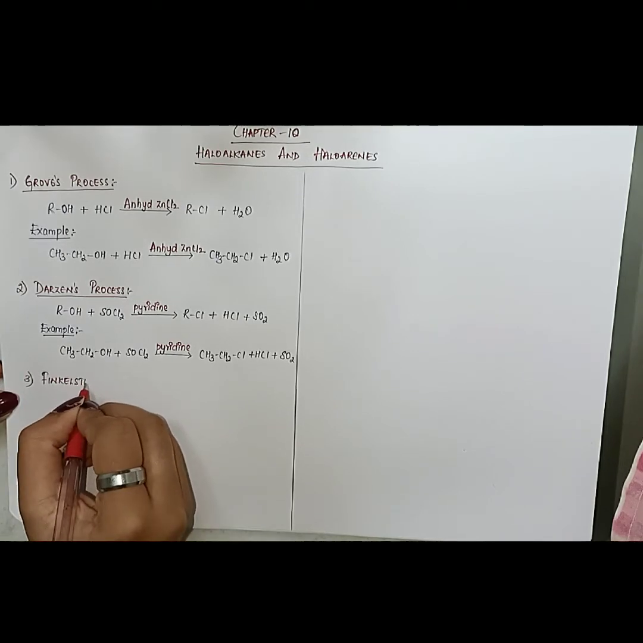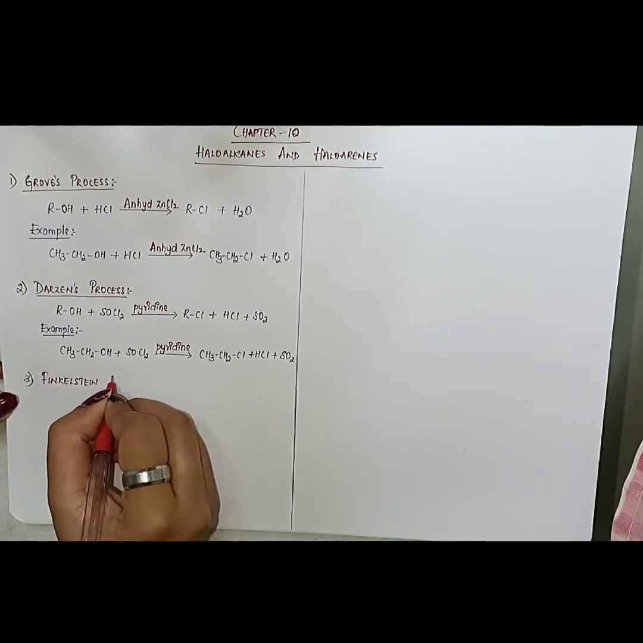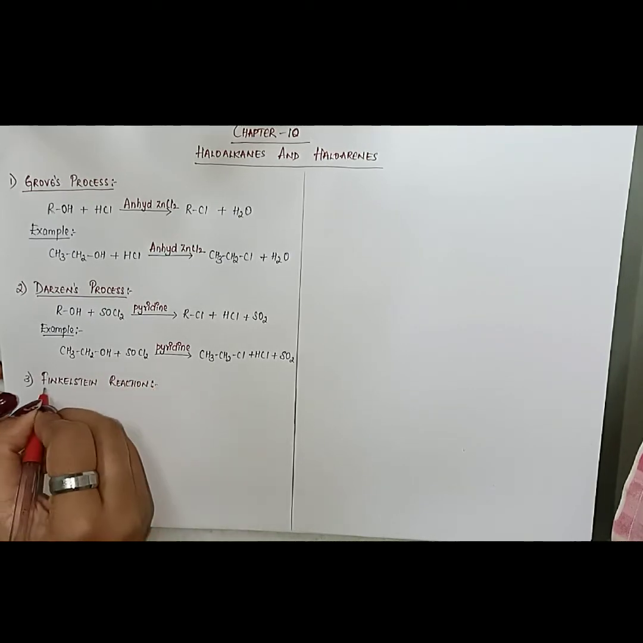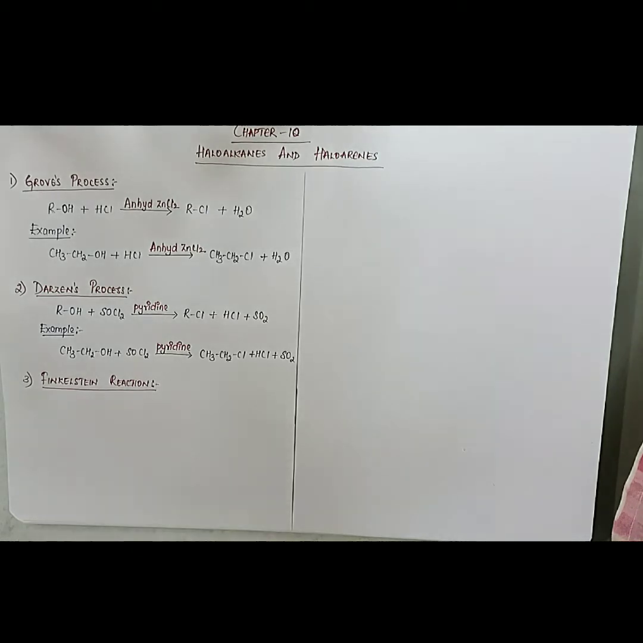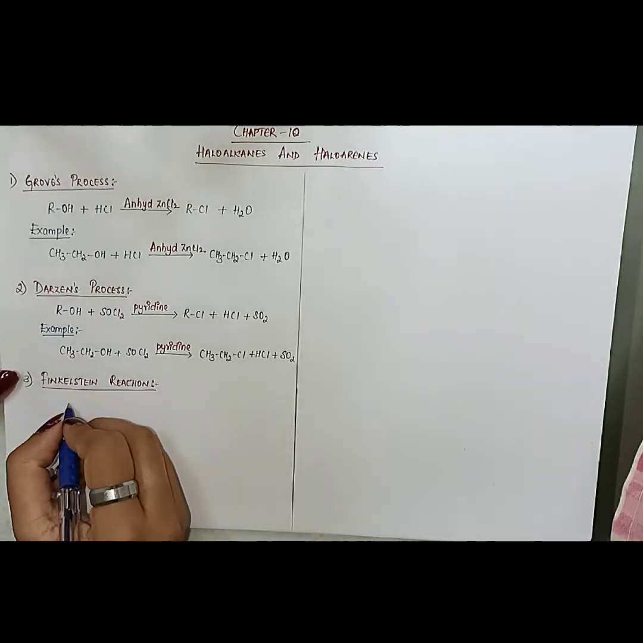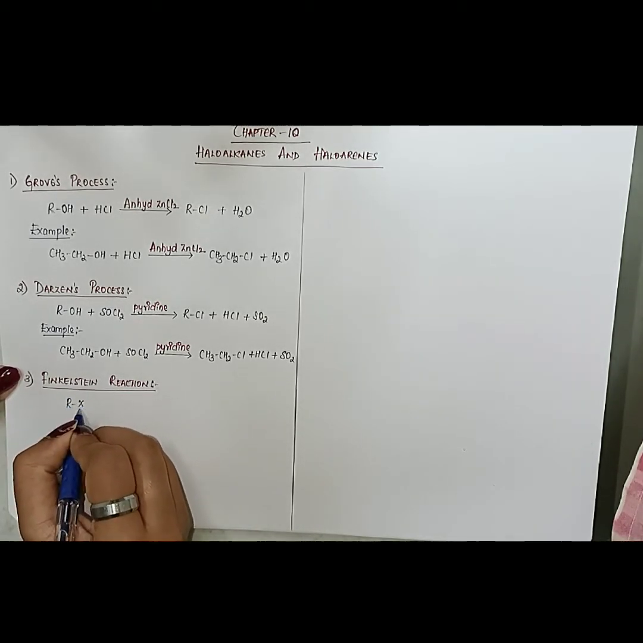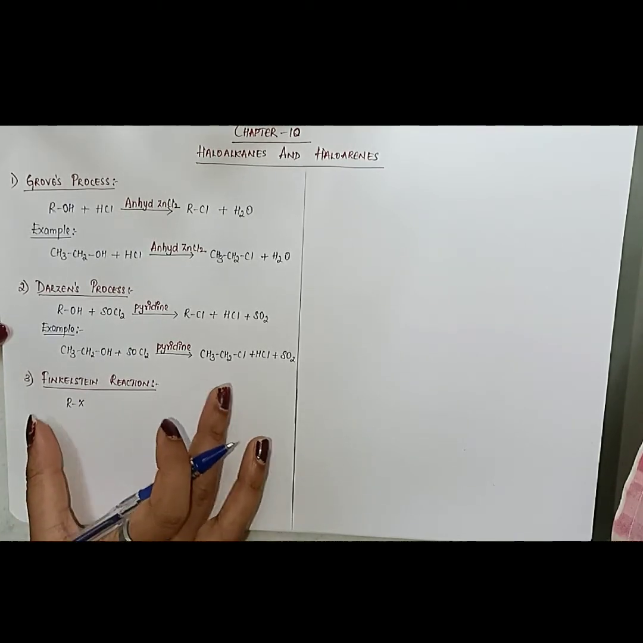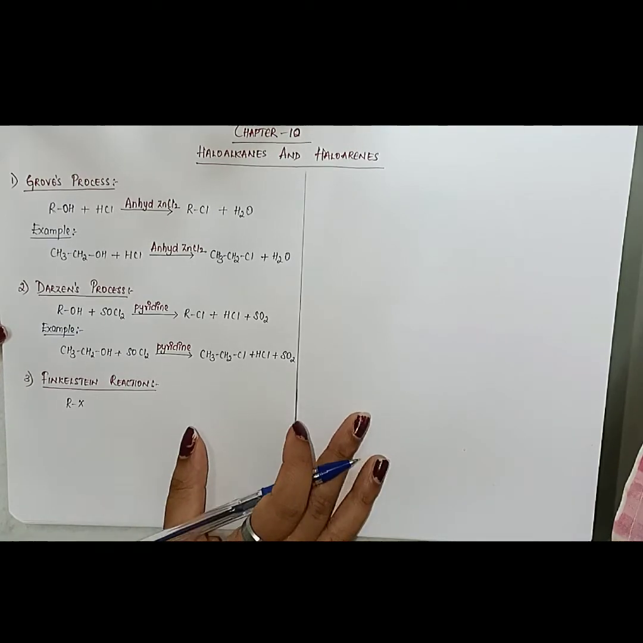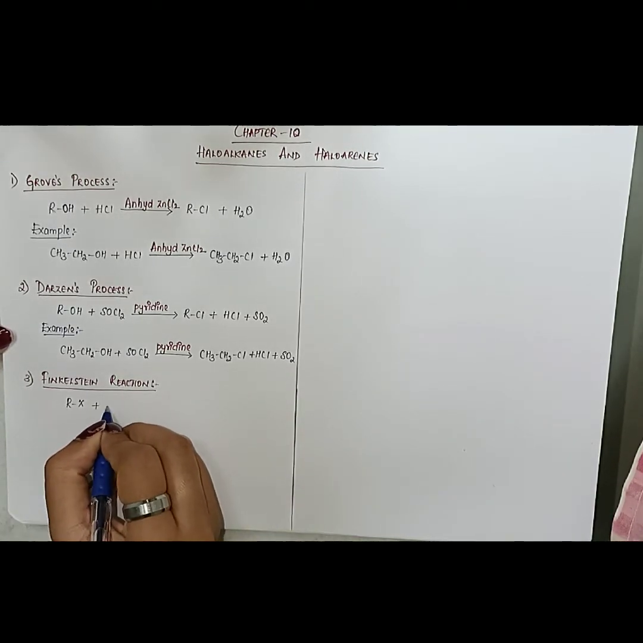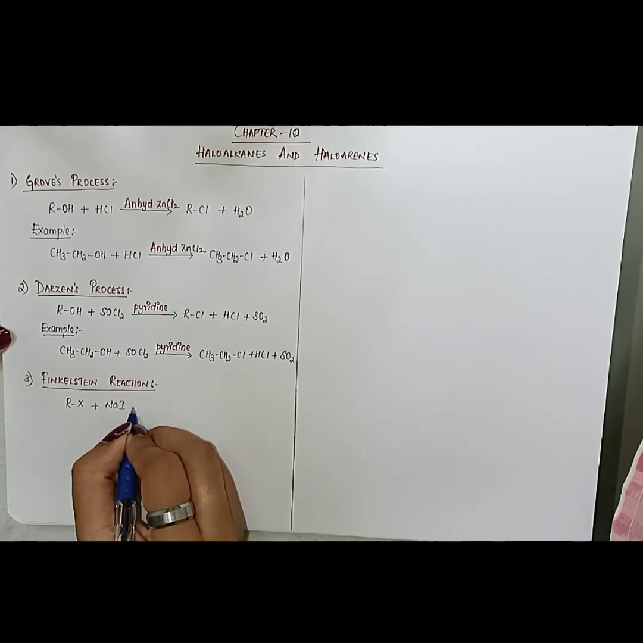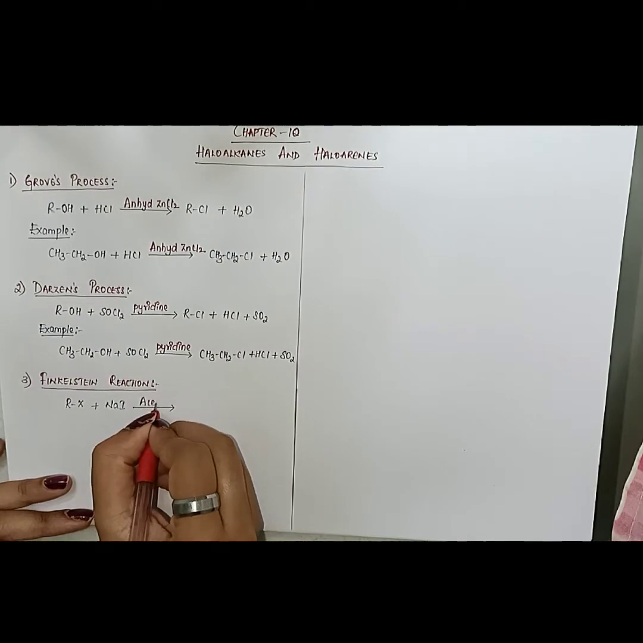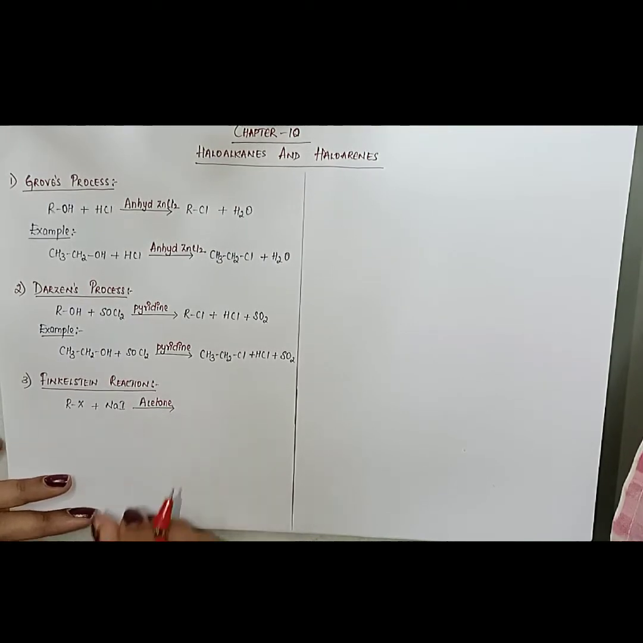Now the next name reaction, the third one, is the Finkelstein reaction. Here you will take an alkyl halide. So in this case, your alkyl halide is on the reactant side, which means it is going to be a chemical property of an alkyl halide. So you have alkyl halide reacting with sodium iodide in the presence of acetone.